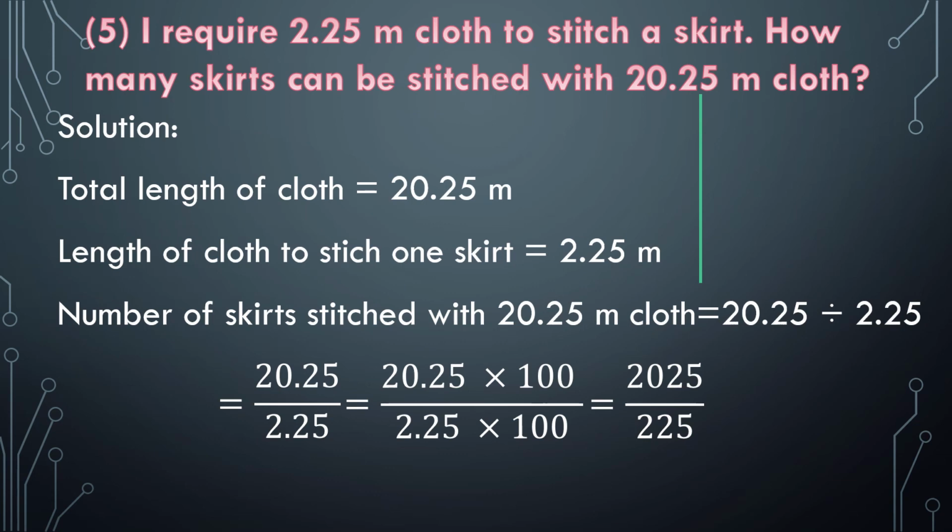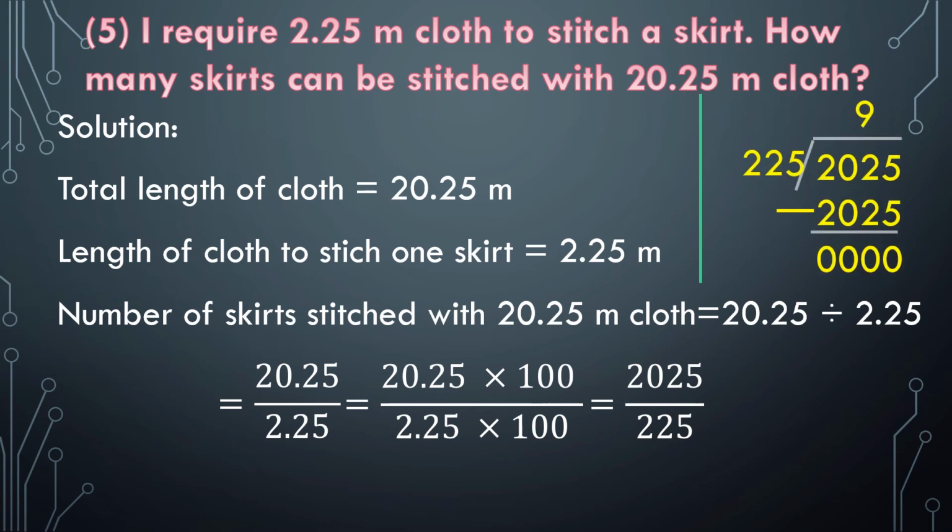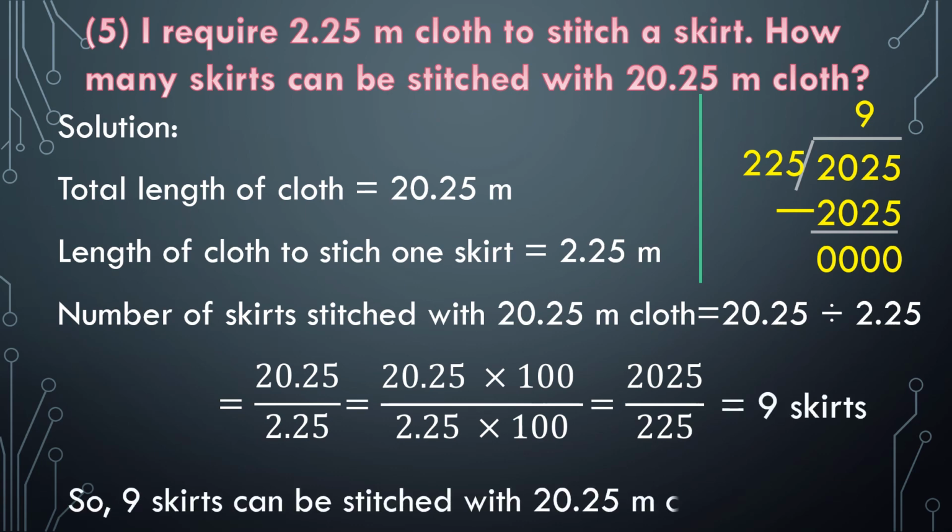Now divide 2025 by 225. Everyone knows how to do division. So pause the video and do the division on your own and check. The answer is 9 skirts, and the last statement is 9 skirts can be stitched with 20.25 meter cloth.